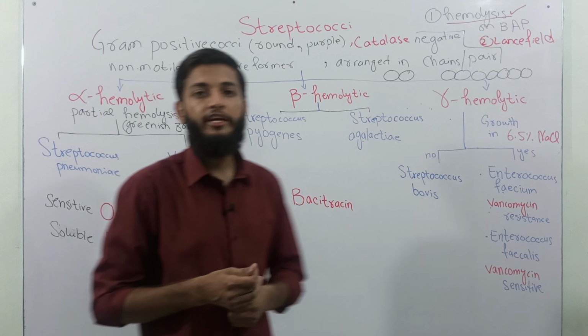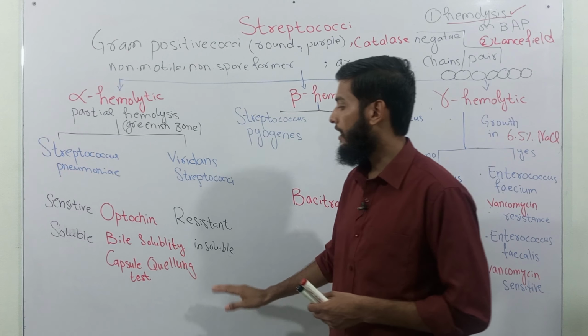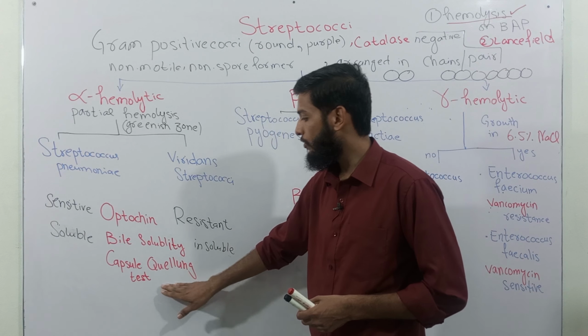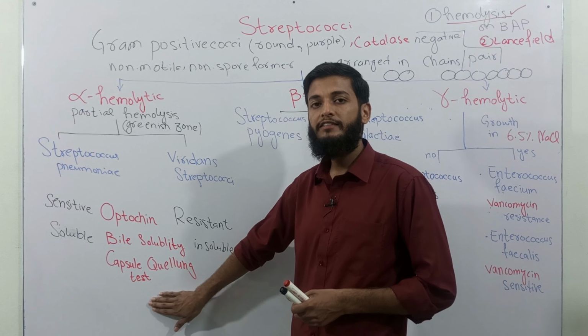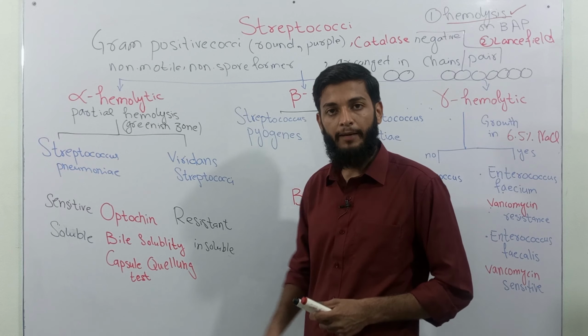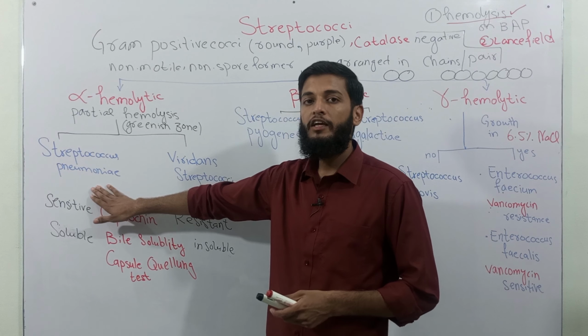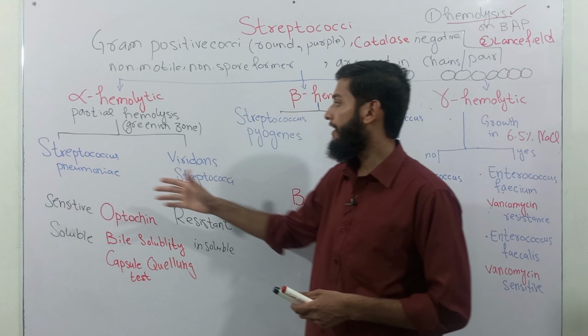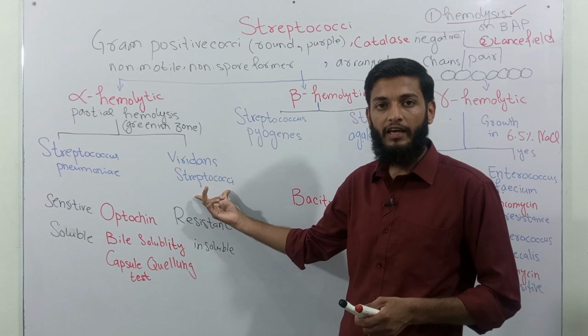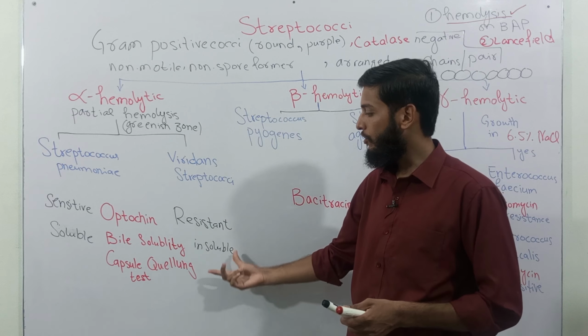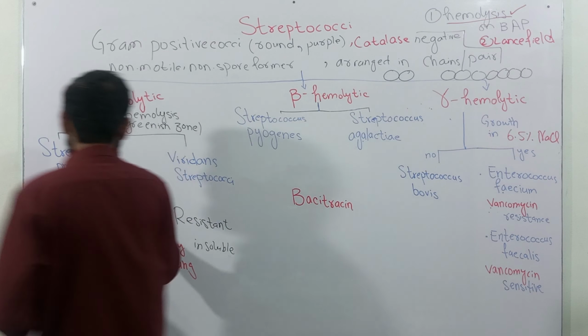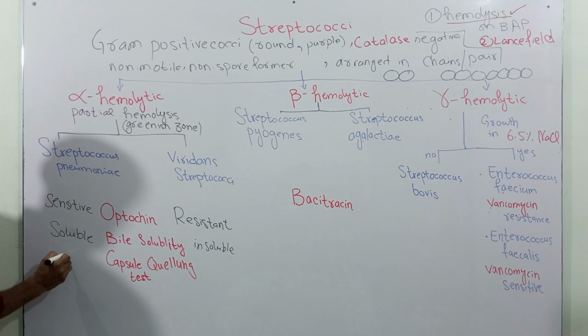The third test that differentiates between these two bacteria is the capsule staining test. This test detects whether a bacteria contains a capsule or not. Streptococcus pneumoniae contains a polysaccharide capsule, whereas the other group does not contain any capsule. So Viridans streptococci are non-capsulated. Streptococcus pneumoniae are capsulated.